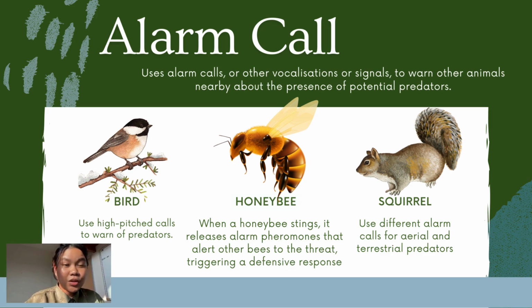As for the bird, we use chickadees as the example. It uses high-pitched calls to warn of predators. Their calls vary in length and complexity depending on the type and size of the predator. The second one is honeybees with pheromones. When a honeybee stings, it releases alarm pheromones that alert other bees to the threat. It is crucial for the colony's defense against larger predators. The third one is the eastern gray squirrel. It is known for its vocal and visual alarm signals, which help it avoid predators.